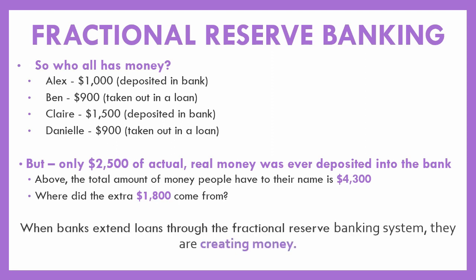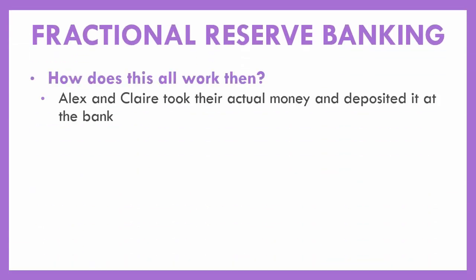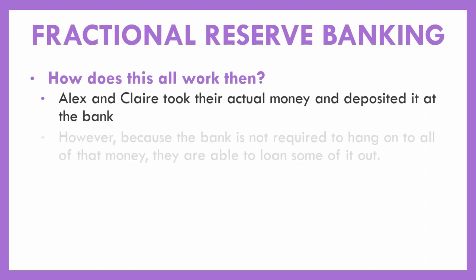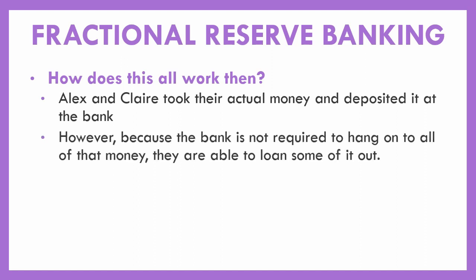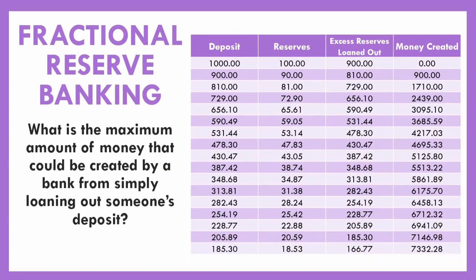Well, the thing is, and this is what we need to understand about the fractional reserve banking system, is that whenever people receive loans, banks are actually creating money, right? They're making money. Let's take a little bit closer of a look at that, right? Alex and Claire took their actual money and deposited it at the bank. But banks aren't required to hang on to all of their money. They loan some of it out. Now, as they loan out that money, the bank still has record that Alex and Claire have money in their accounts. Yet the physical, actual money they dropped off is no longer there. Therefore, money's being created out of thin air. It's kind of a weird way to think about it, this fractional reserve system, but that is essentially what's happening.